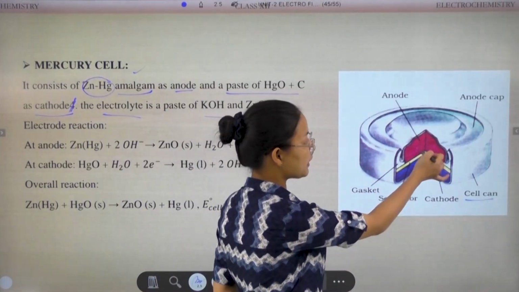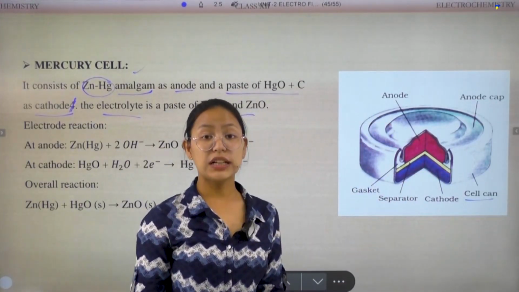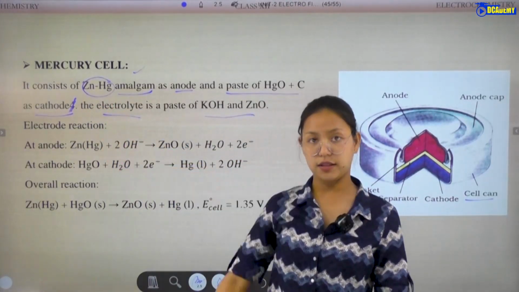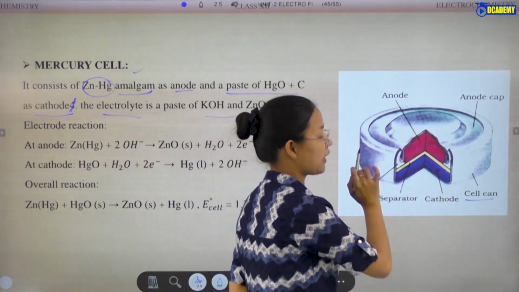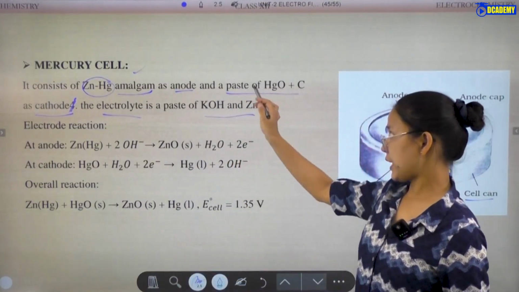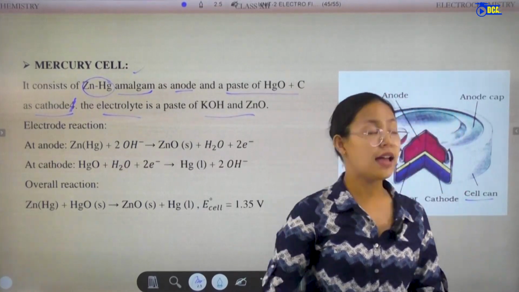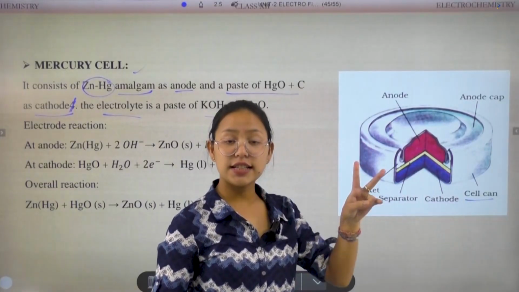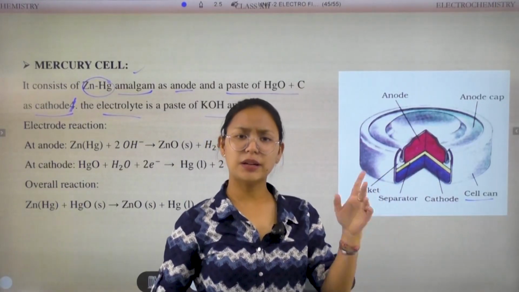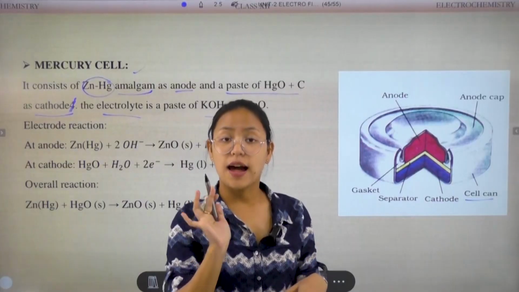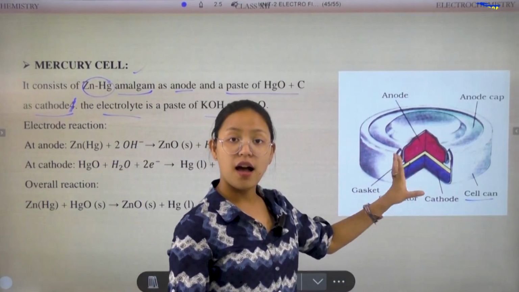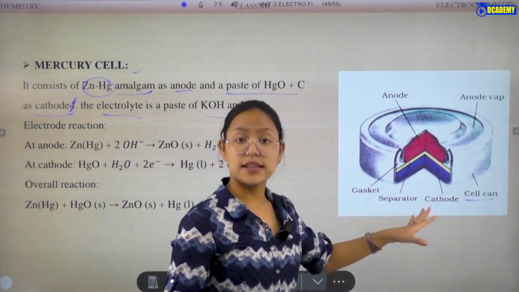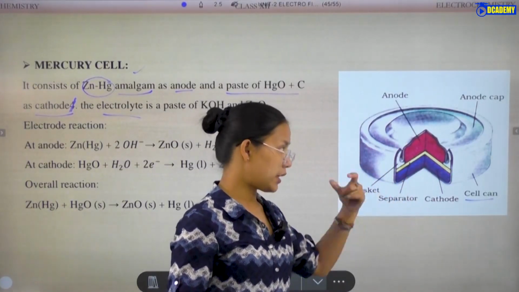So the red lady pot, what is meant by the anode? The anode is zinc mercury amalgam, and the cathode is the paste of mercuric oxide plus carbon. Then it is separated in the vessel, with no salt bridge. So the anode and cathode are kept separate.